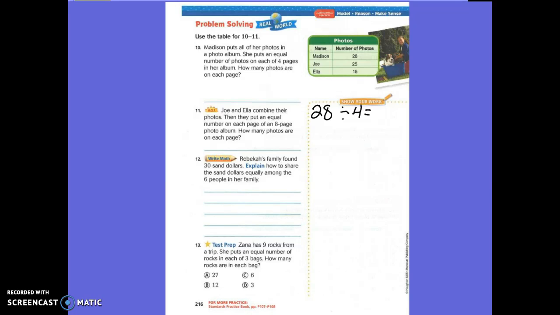Now we can draw our picture. I want you to draw your picture into 4 equal groups. Put 1 counter into each group until you get the answer, and then you write the answer down for that many photos.